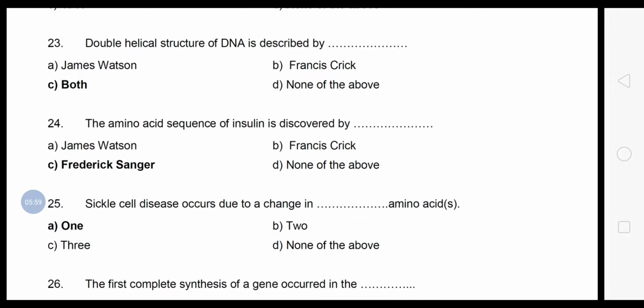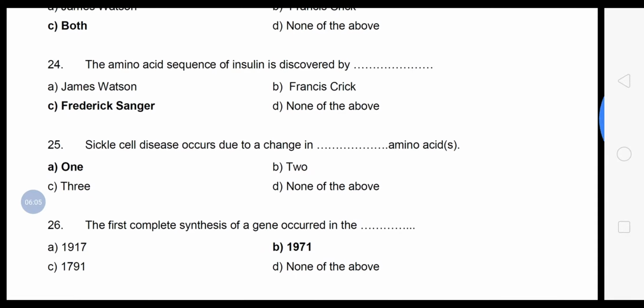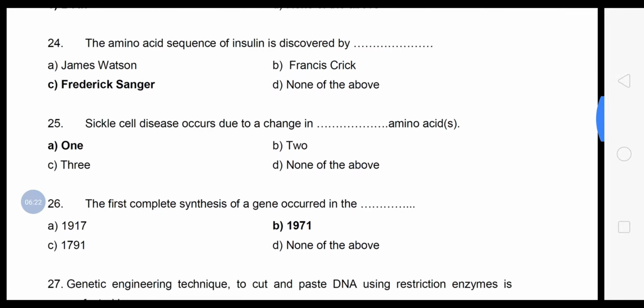Amino acid sequence of insulin was discovered by Fred Sanger, and Fred Sanger in the year 1977 gave birth to genome sequencing also, and his sequencing method was popularly known as Sanger sequencing and enzymatic method of sequencing. He used dideoxyribonucleotides in order to cut the sequence at specific sites and after that to sequence it.